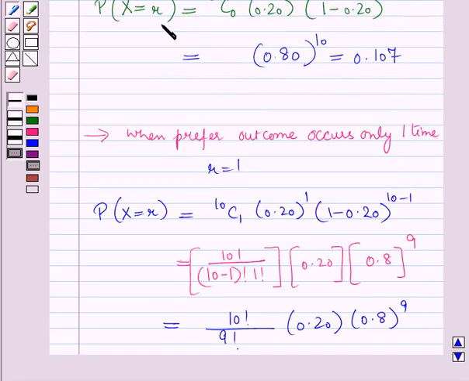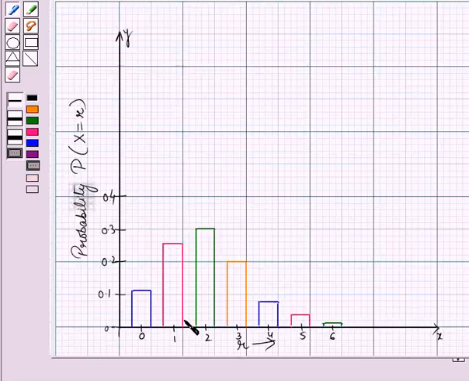Now let us see the bar graph for this binomial distribution. This is the bar graph for the binomial distribution which we have discussed, that is, the binomial distribution with parameters n is equal to 10 and p is equal to 0.20. And here the first bar shows that when in ten observations the preferred outcome occurs 0 times, then the probability is equal to 0.107. And similarly, the second bar shows that when in ten observations the preferred outcome occurs only 1 time, then the probability is 0.268. And similarly, we have drawn the bars for the other cases also.